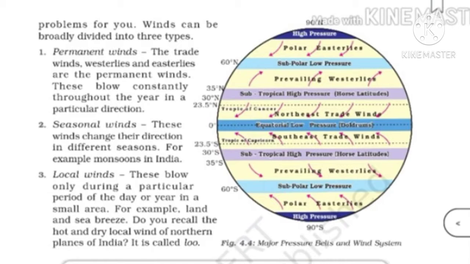Then the third one, local winds. These blow only during a particular period of the day or year in a small area. For example, land and sea breeze. Do you recall the hot and dry local winds of the northern plains of India? It is called Lu.